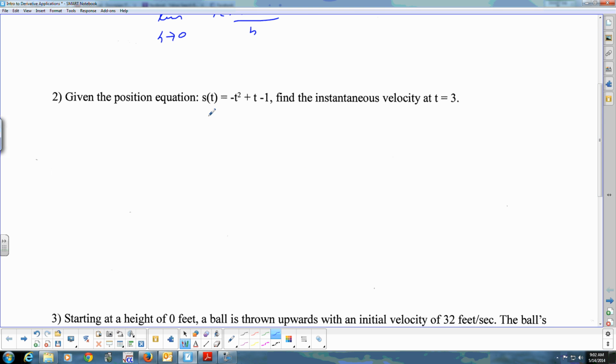For this one, you're given a position equation. Find the instantaneous velocity. This is analogous to finding the slope. So the reason I'm giving you this is so you can be used to different wording. Okay, so you're going to find the derivative for s, and then evaluate that derivative at 3. And that will tell you, in this case, the velocity when time is 3 seconds. Assuming it's seconds, it could be minutes, but usually it's seconds. So find the derivative, evaluate the derivative.